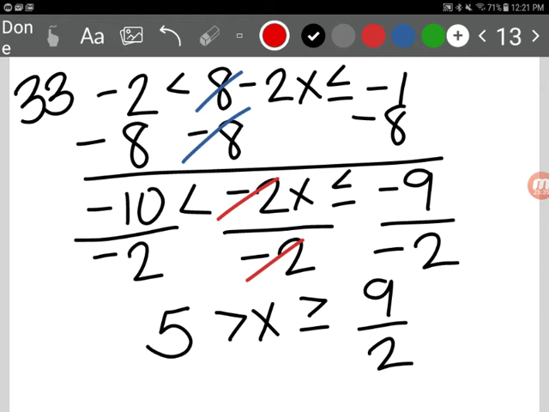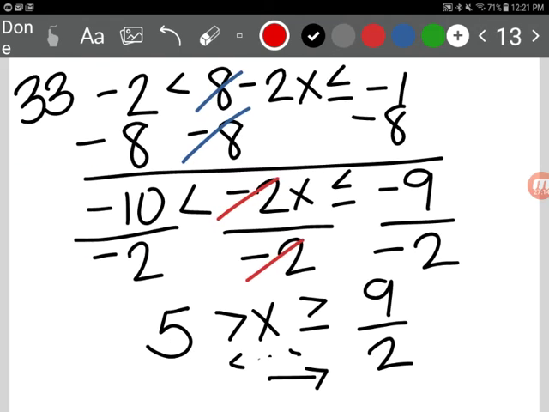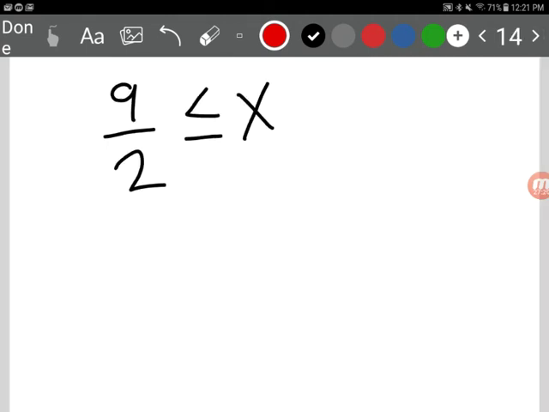Now right here, I want you to notice that the larger number, 5, is to the left, and the smaller number, 9 over 2, which is 4.5, is to the right. I do not want my final answer to look like that. I do want my smaller value to be to the left and my larger value to be to the right. Now I want you to go back and keep reading. This says x is greater than or equal to. So when I do my rewrite, I'm still going to say x is greater than or equal to 9 over 2.